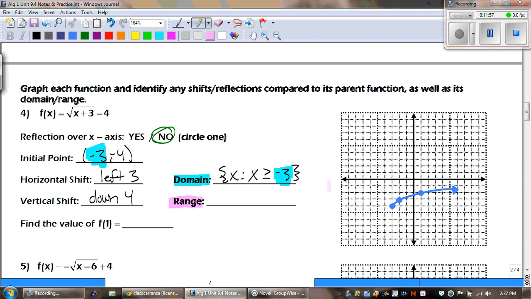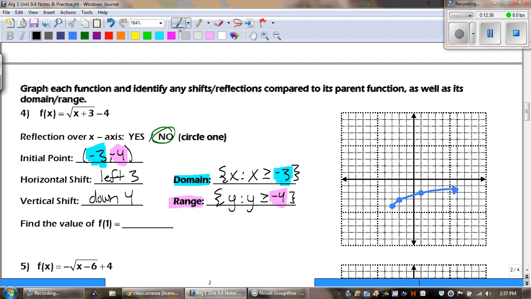Okay, the range is our y going up and down vertically. There is a specific starting point, and that's right here. It doesn't go lower than that point, which is -4. So we're talking about y. Y is greater than or equal to -4. And pay attention, the -4, guess what? That was in our initial point.